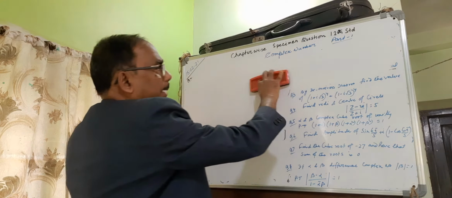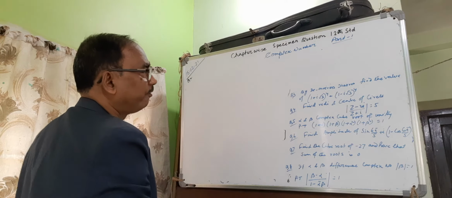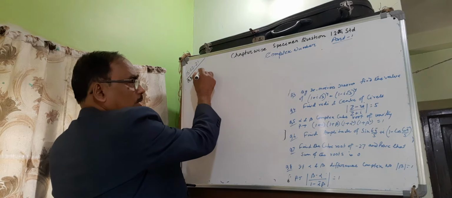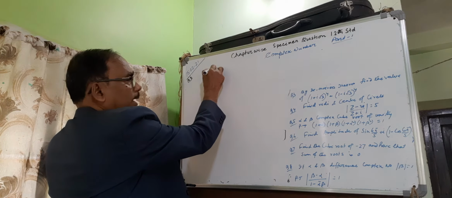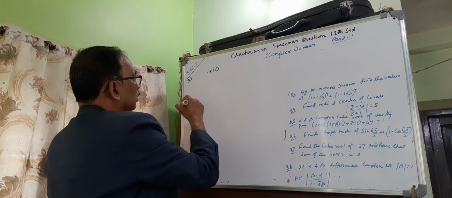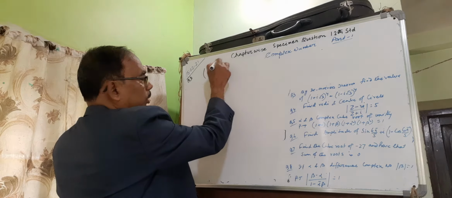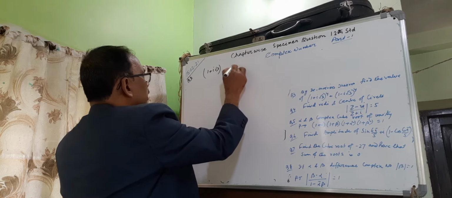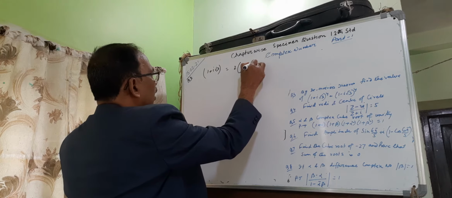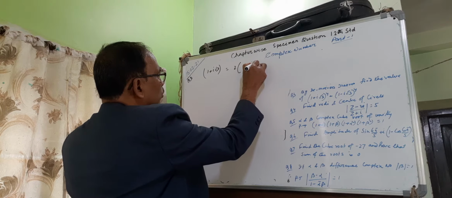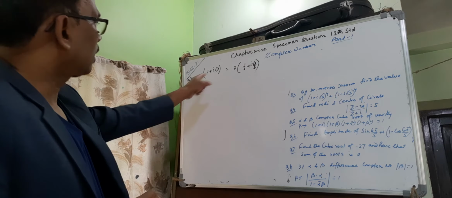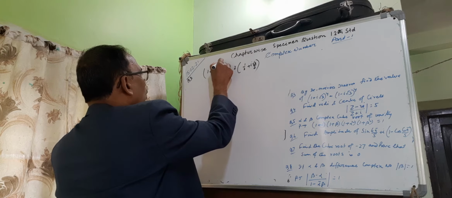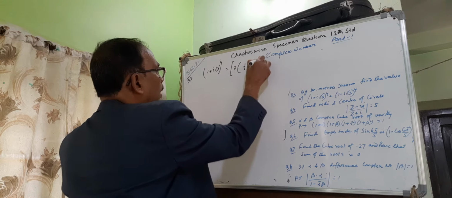Question number 3. By De Moivre's theorem, find the value of this. First of all, 1 plus i root 3 whole to the power 4. We can take 2 common: 2 times (1/2 plus i root 3 by 2), whole to the power 4.